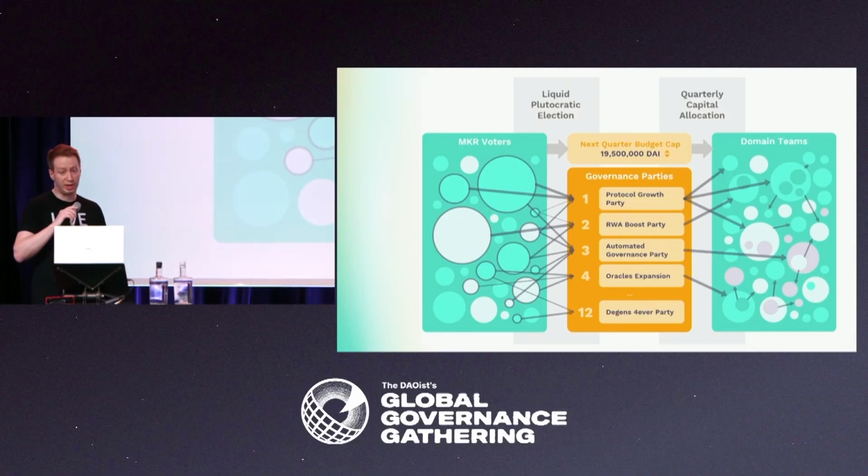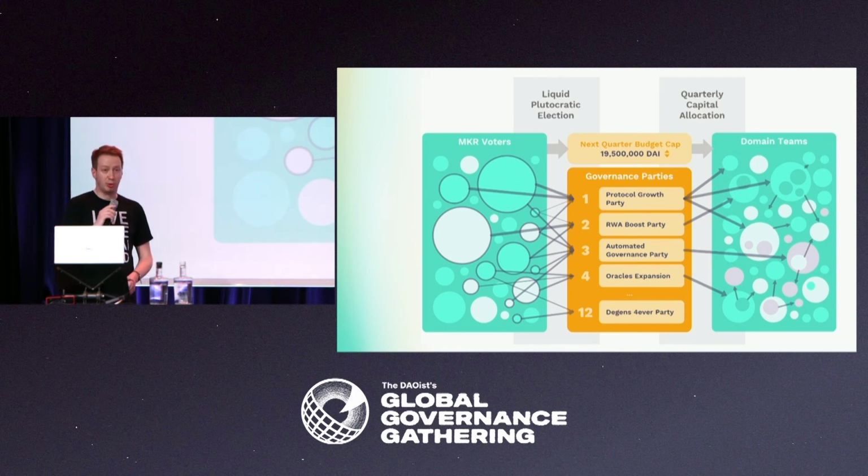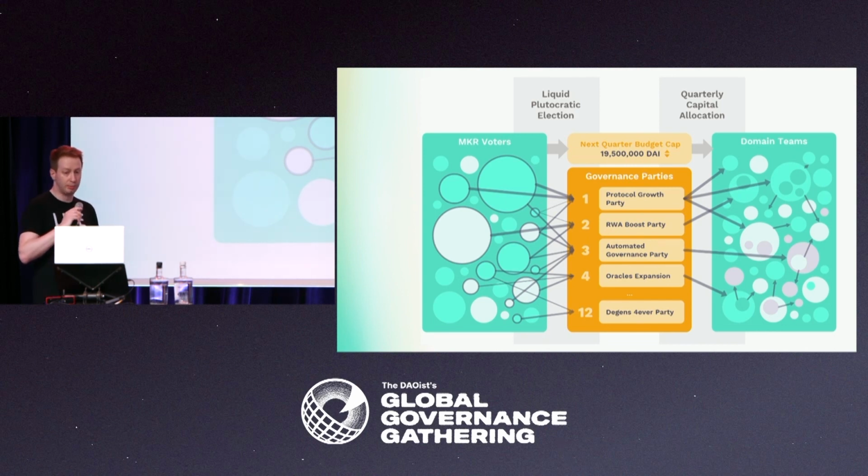This would also be an opportunity to take care of another challenge, which is that there is currently no budget cap for Maker, and it's difficult to plan if you don't know how much growth MKR holders want us to target. This is another thing that could be implemented as part of almost an election cycle, if you like.